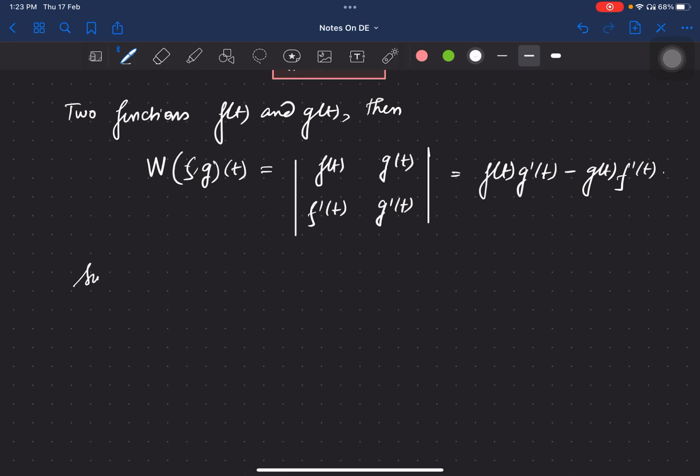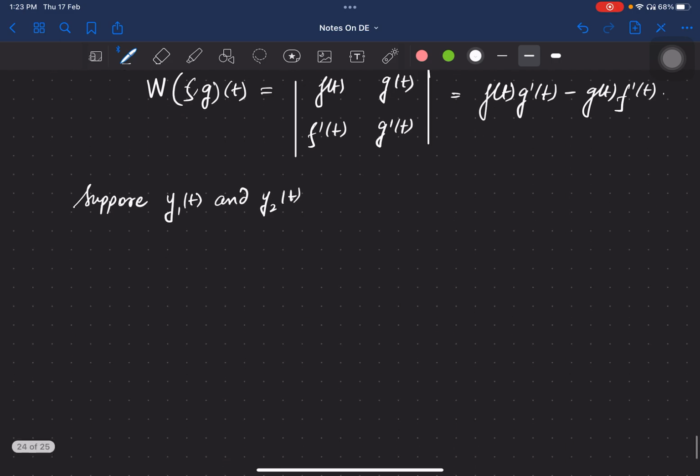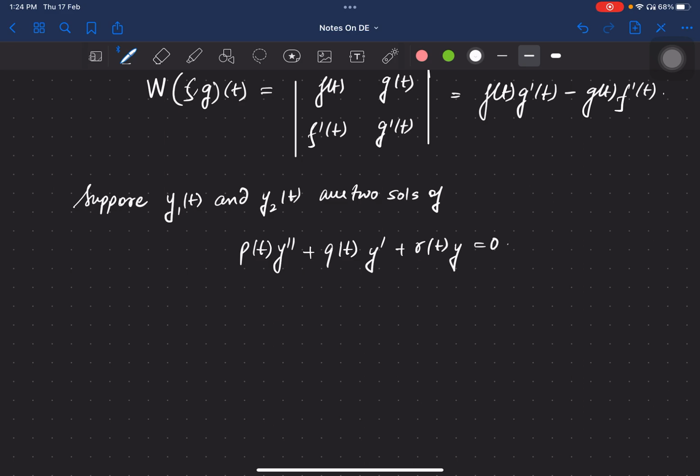So suppose y1 of t and y2 of t are two solutions of a differential equation. So our differential equation is our standard differential equation. Okay, so let us write it. Are two solutions of p of t y double prime plus q of t y prime plus r of t y equal to 0. So this is our standard one with initial conditions y of t0 equal to y0, y prime of t0 equal to y0 prime.